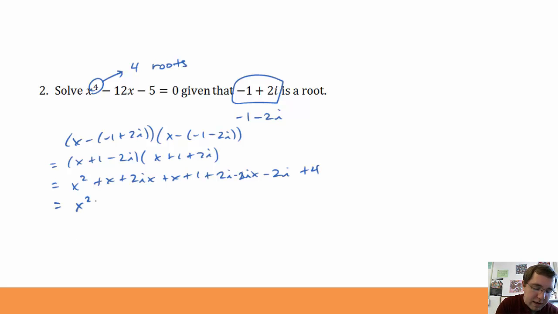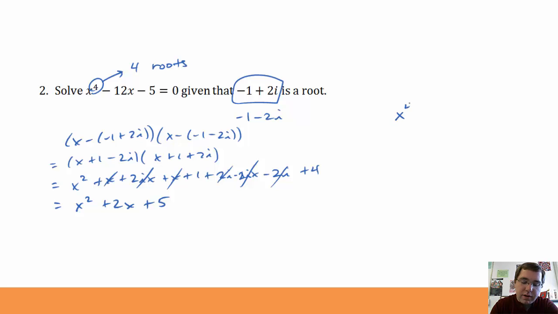Combine like terms, x squared. I've got an x and an x, that's a plus 2x, so I'm taking care of those. I've got 2ix minus 2ix, those cancel. I've got 2i, negative 2i, those cancel, and I've got 1 plus 4, and that's 5. Okay, so I know that x squared plus 2x plus 5 is a factor, essentially, of my original polynomial, because I formed it by multiplying 2 factors of it.